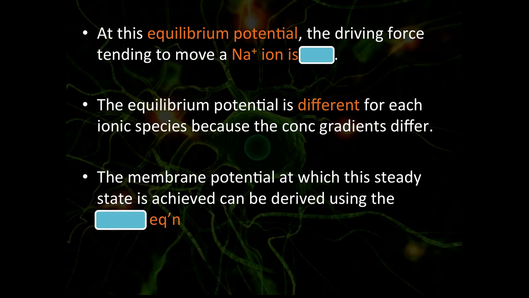At this equilibrium potential, the driving force tending to move sodium ions is 0. There's no net movement. The equilibrium potential is different for each ionic species because the concentration gradients differ. The membrane potential at which this steady state is achieved can be derived using, correct, the Nernst equation.